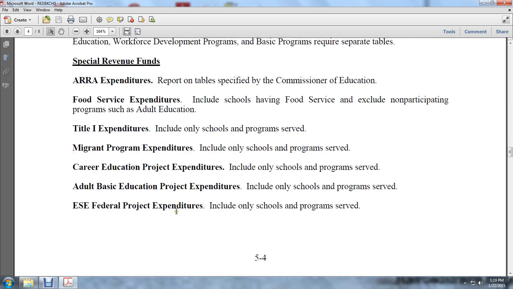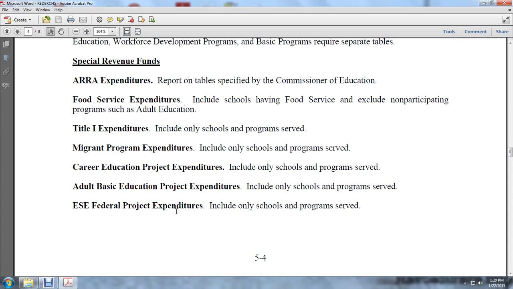Special revenue funds. The ARRA expenditures are reported on the table as specified by the Commissioner of Education. Full food service expenditures include the schools having food service, excluding non-participating programs such as adult education. Title I expenditures include only schools and programs served. Migrant program expenditures include only schools and programs served. Career education project expenditures include only schools and programs served. These are special revenue funds.